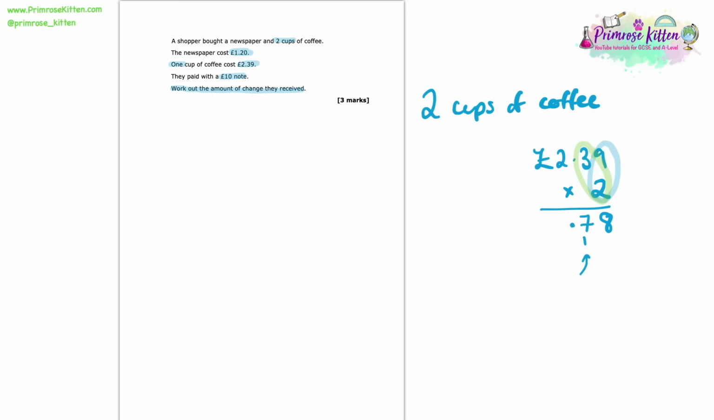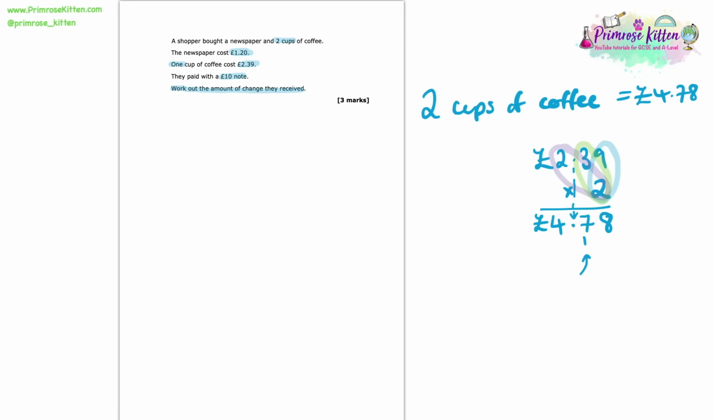And then we'll put the decimal place in the same position as it was in the £2.39. And then we're going to do 2 times 2. And that gives us 4. So the cost of the 2 cups of coffee is £4.78.